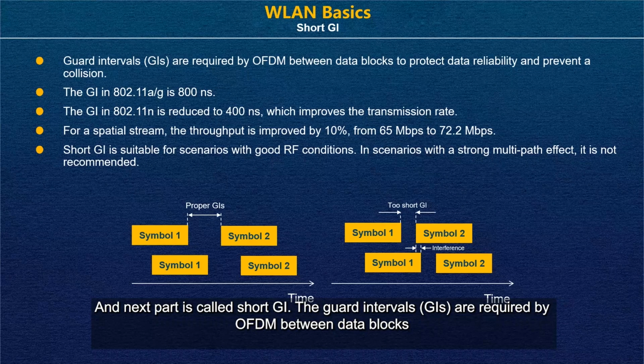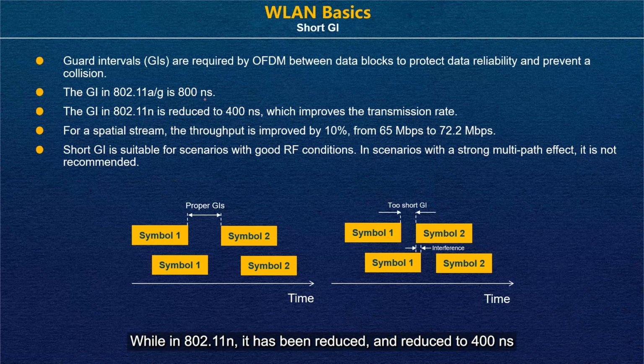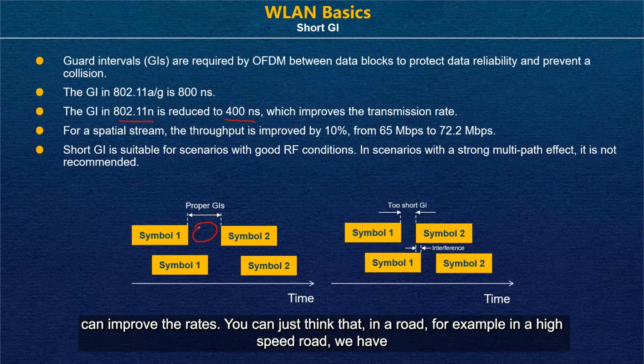And next part is called short GI. The guard intervals are required by OFDM between data blocks to protect data reliability and prevent a collision. The GI in 802.11a and 802.11g is 800 ns, while in 802.11n it has been reduced to 400, which improves the transmission rate because the space we used for the interval is smaller, right? So we can improve the rate.